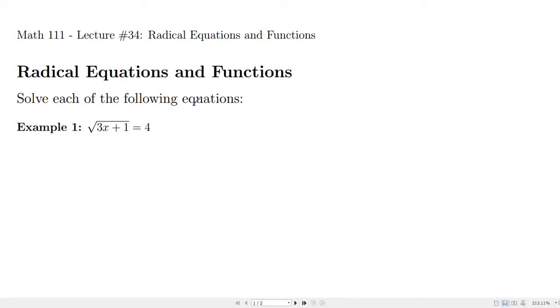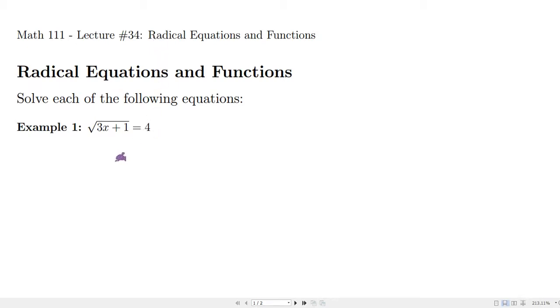So in this lecture, we're going to talk about radical equations and functions. Mostly we're just going to focus on radical equations. The functional aspect of this, you can use previous things that we've looked at to apply similar things. So we want to be able to solve equations that have radicals, such as this one right here. So how do we do that?